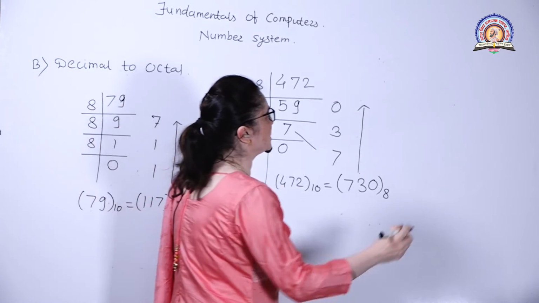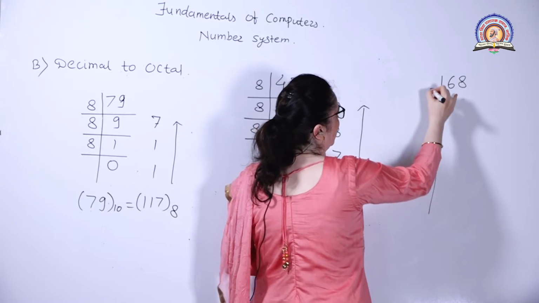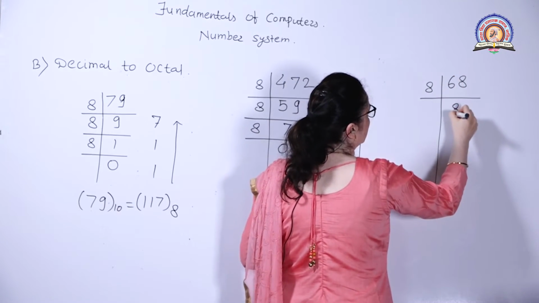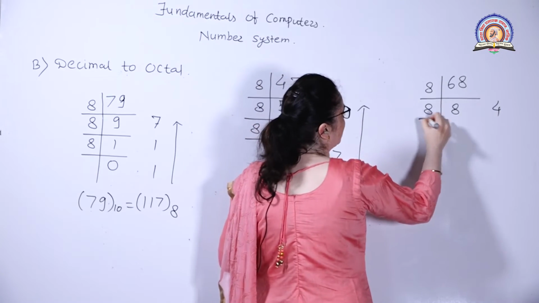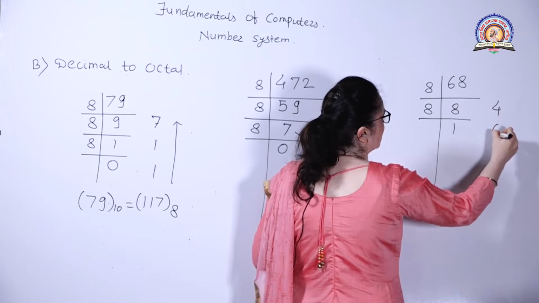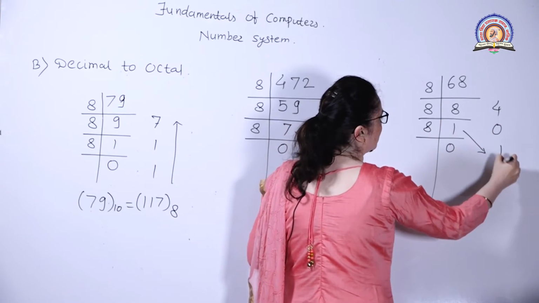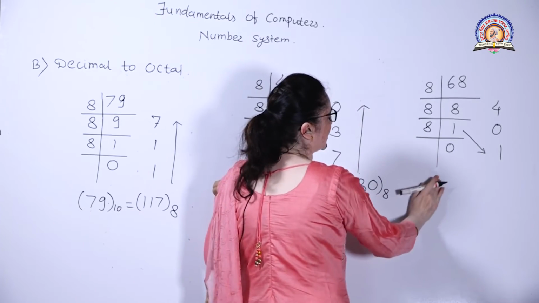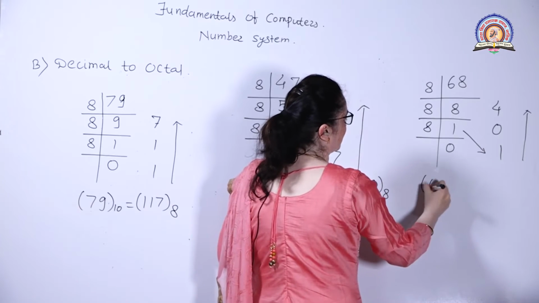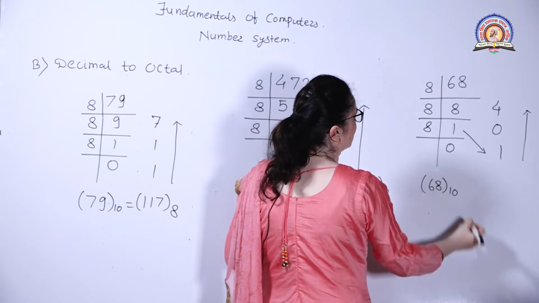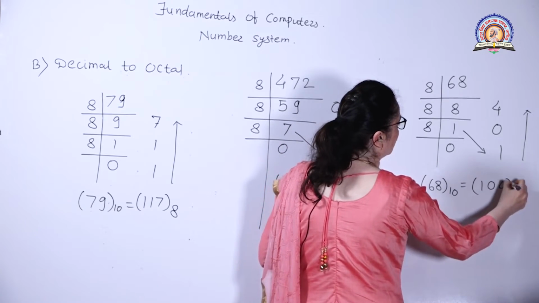Now consider one more example. 68 divided by 8. 8 8s are 64. Remainder is 4. 8 ones are 8. Remainder is 0. Again here quotient becomes 0. So we have to write down the remainders in a reverse order. When we consider 68 as a decimal number, its octal equivalent is 104.